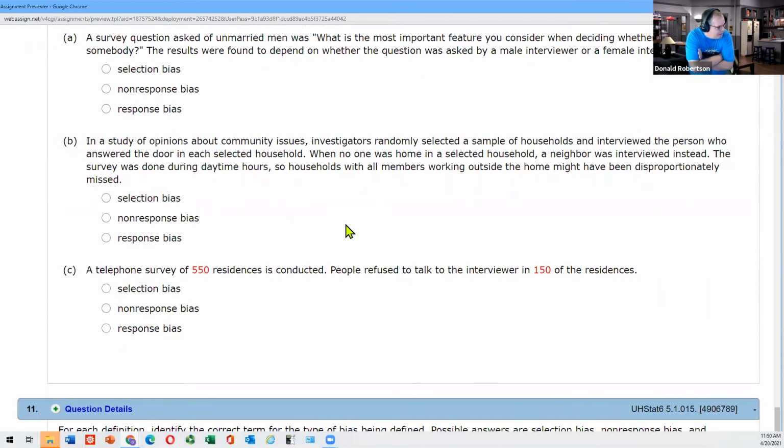In a study of opinions about community issues, investigators randomly selected a sample of households and interviewed the person who answered the door. When no one was home in a selected household, a neighbor was interviewed instead. So they knocked on the door and nobody came. What kind of bias has happened there? Non-response bias. Yeah, nobody turned up. Agreed. So you'd go like that.